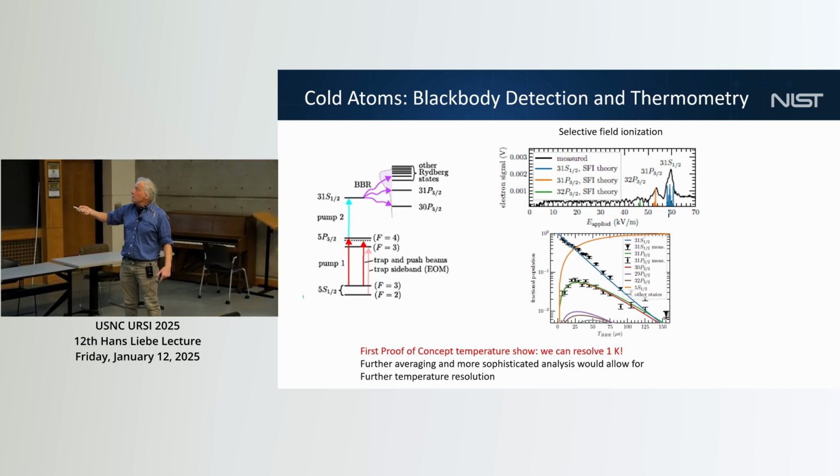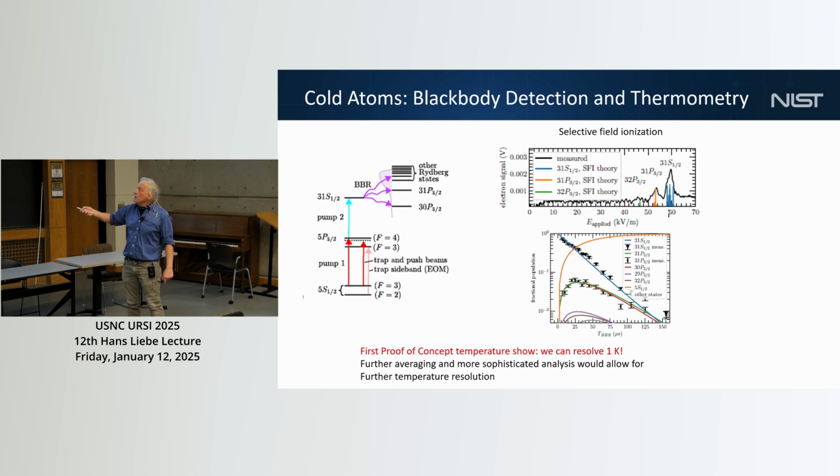But basically, we've demonstrated this quite successfully. We generated some Rydberg atoms. We let them sit in a black body field. This is basically a room temperature field. These atoms repopulate in these various other states.